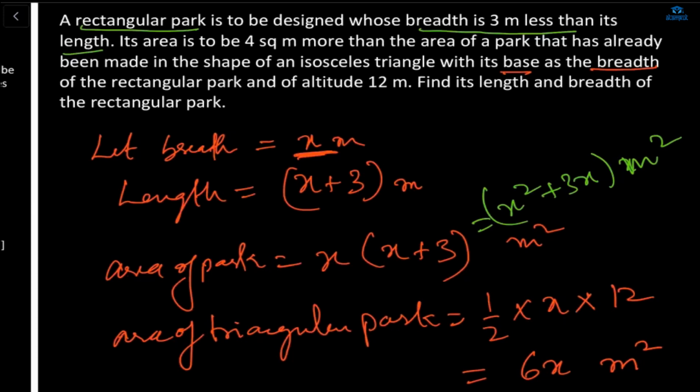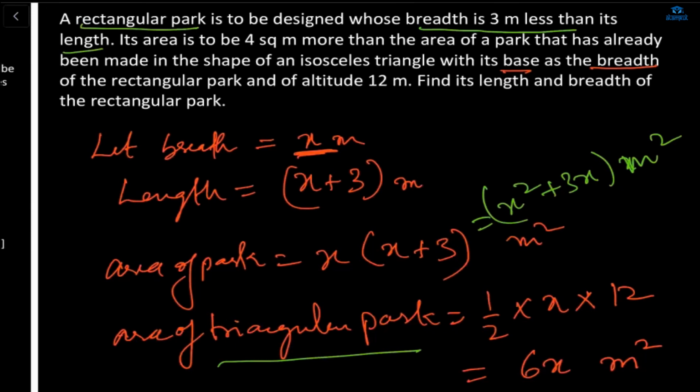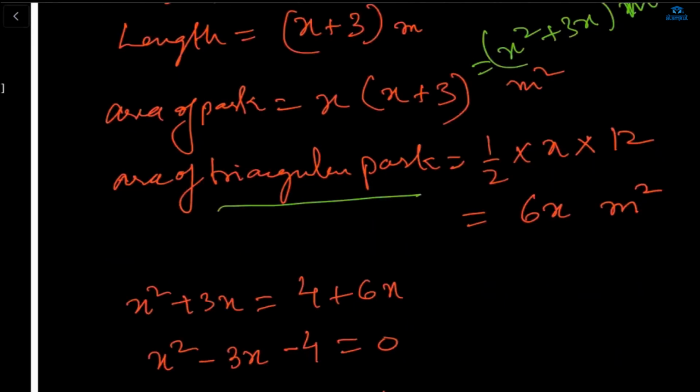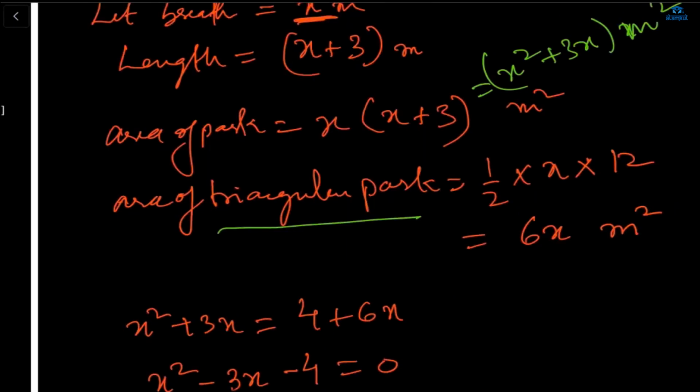Now, if you are going to find out the area of a triangular park, what will it be? Half base into height, and base is the same as the breadth. So I have assumed breadth as x. So half into x multiplied by altitude, which is given as 12 meter. So we have got the value as 6x m square. This is the area of the triangular park.